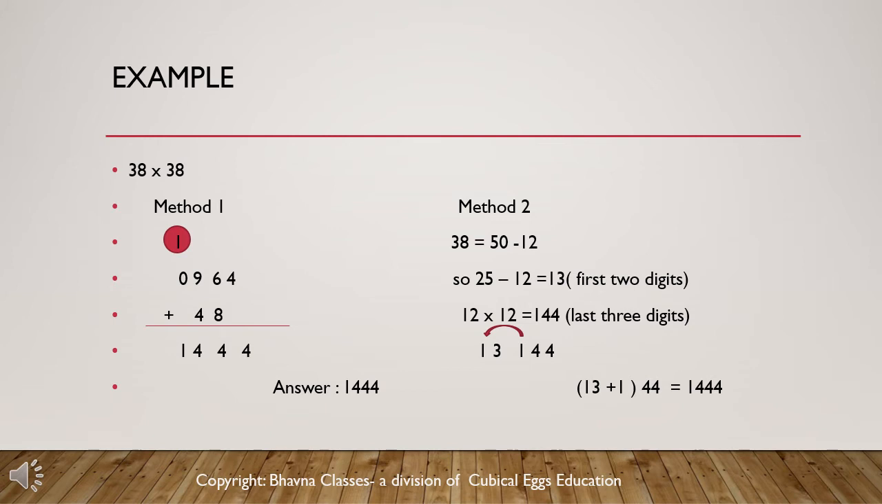I have 38 times 38. So 3 square is 9. I'm writing 09. Then 8 square is 64. I'm writing 64. Then 2 times 3 times 8 is 48. So I'm writing it in the middle, and then I'm adding it. 4, 6 add 4, 14. 9 add 4, 13, plus 1, 14. And in this way, my result is 1444.